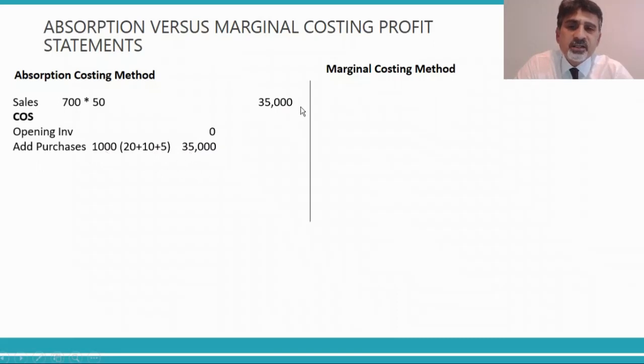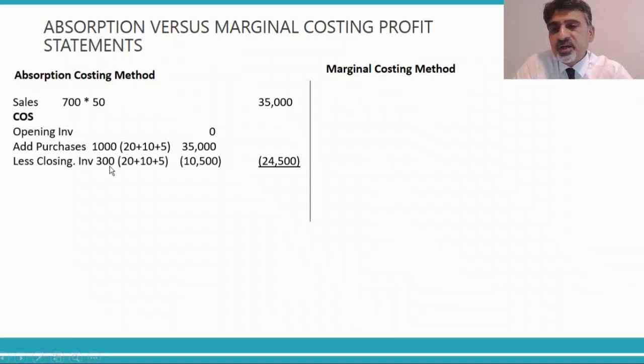You did not sell 1,000 units. You only sold 700 units. So it means that our cost should also be for 700 units. So this is the cost for 1,000 units. So now I subtract, I say less closing inventory, 300. So 300 units we did not sell because we produced 1,000 and we sold only 700. So those units which you did not sell, which are in your closing inventory, their cost should be subtracted.